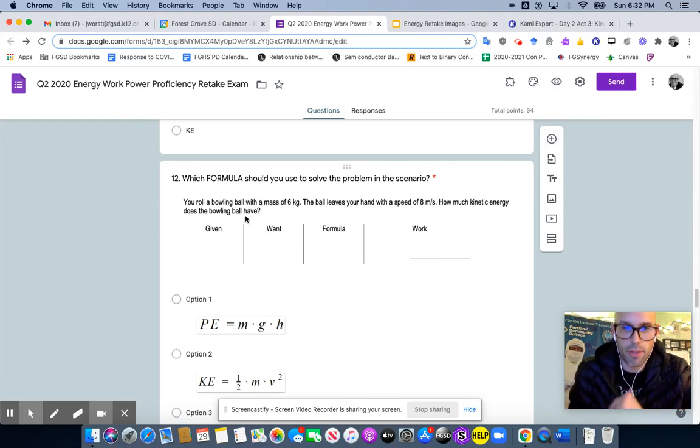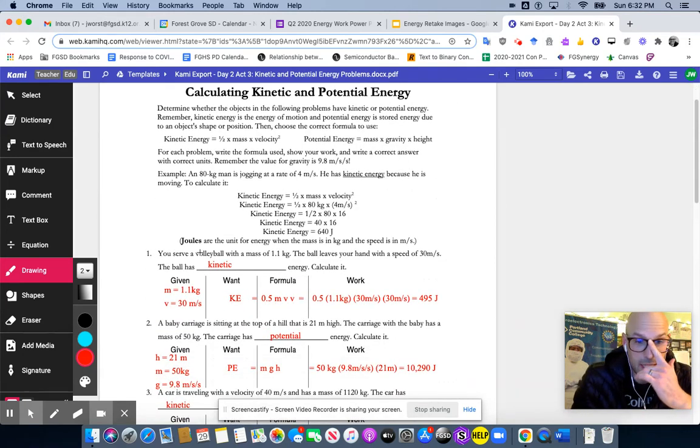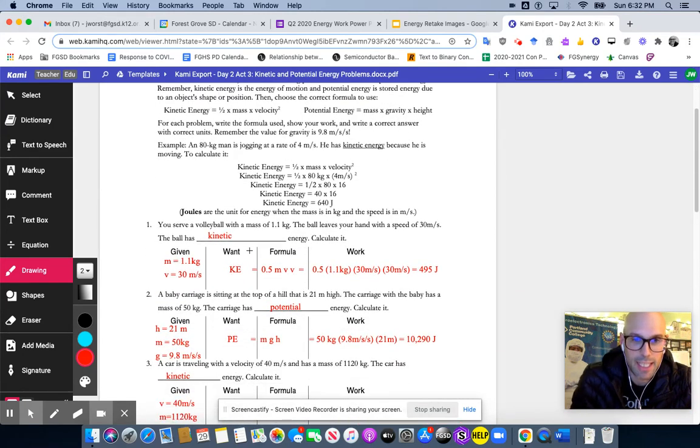Here's what I want to show you for this one: how to do KE and PE problems. Go back in your Canvas and check it out. One of the things we did was calculating kinetic and potential energy. Right here, you serve a volleyball with a mass of 1.1 kg. The ball leaves your hand with a speed of 30 meters per second. The ball has kinetic energy, calculated.